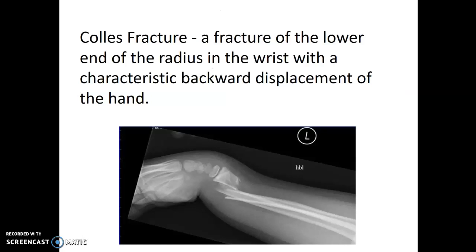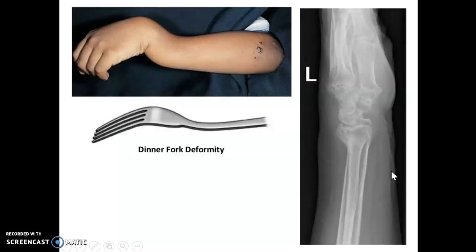The Colles fracture, it's the fracture of the lower end of the radius in the wrist with a characteristic backward displacement of the hand. So forearm here, hand is pushed backward. This is usually that fall on the outstretched hand, right? Or they call it a dinner fork deformity. So this patient, you would most likely do a PA wrist and a PA forearm. I wouldn't do an AP forearm on this patient, something like that, okay? And I would shoot cross table lateral for this.